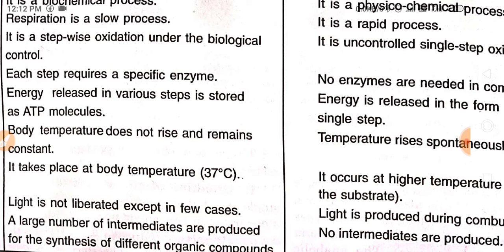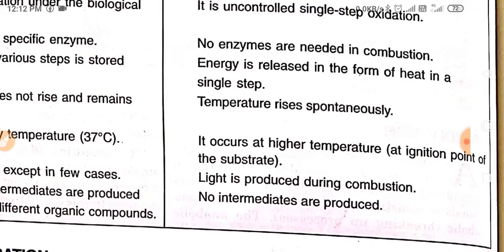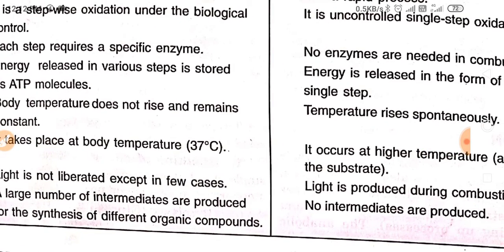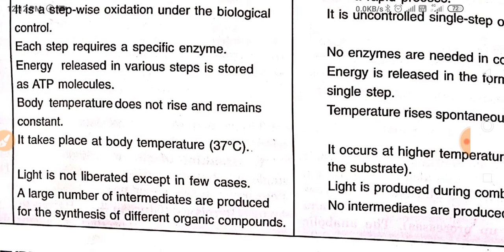It takes place at body temperature, okay, 37 degrees centigrade, and combustion occurs at a higher temperature, at the ignition point of the substrate. Okay, ignition point is the point where any substrate starts to burn. Next difference is light is not liberated except in few cases, and if you see in combustion, light is always produced.